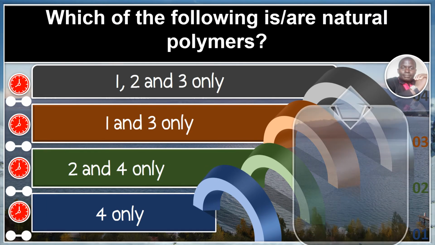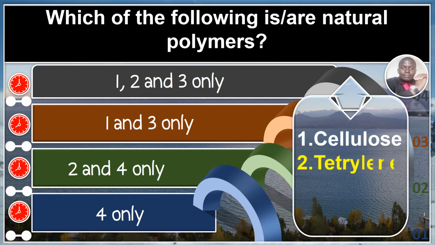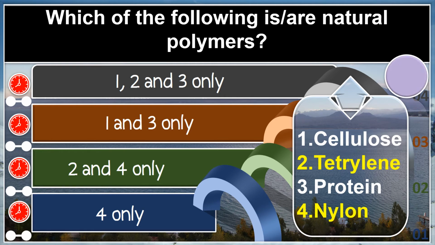Which of the following is or are natural polymers? 1. Cellulose. 2. Tetryl. 3. Protein. 4. Nylon. One and 3 only, which are cellulose and protein.